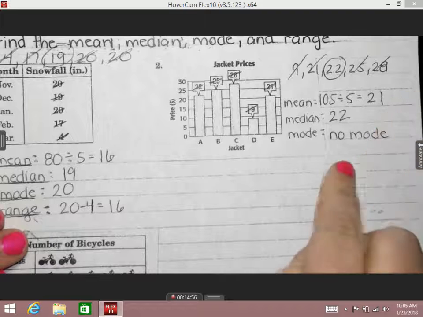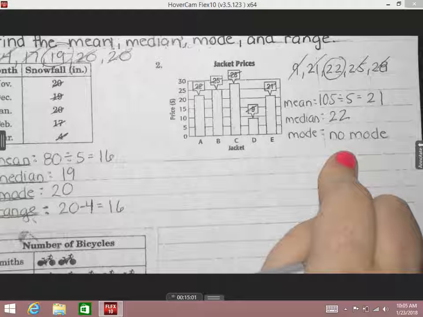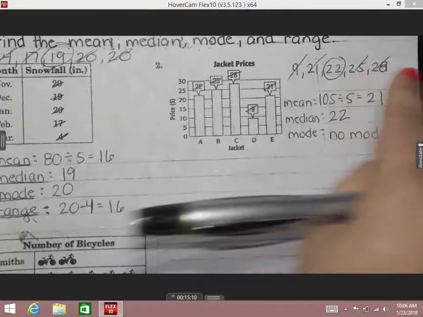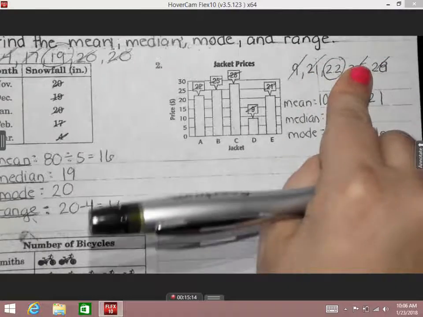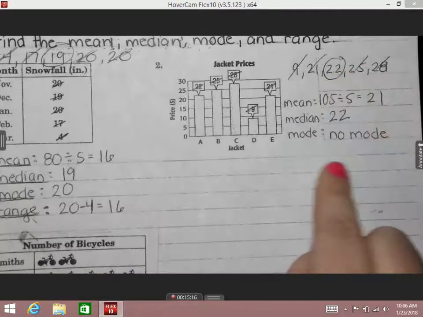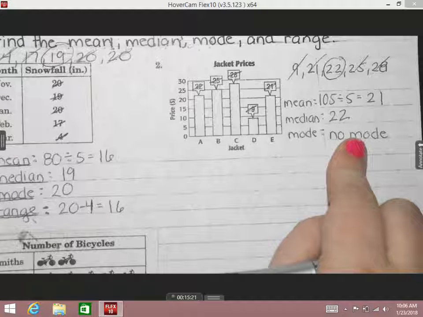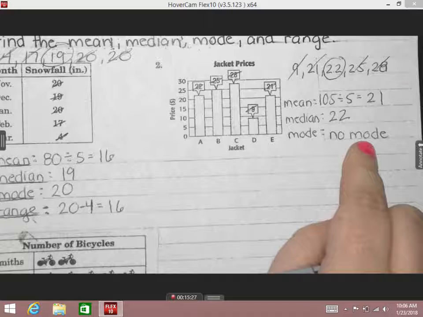All right, ladies and gentlemen, I saw some people today write down zero. Is zero a number? Yes. Zero is a number, guys. So if you put that the mode is zero, I'm going to look at your list and expect to see a lot of zeros. Are there any zeros here? No. So can the number zero be my mode? No. So do not put zero. You have to actually write no mode, okay? Or you could put none.